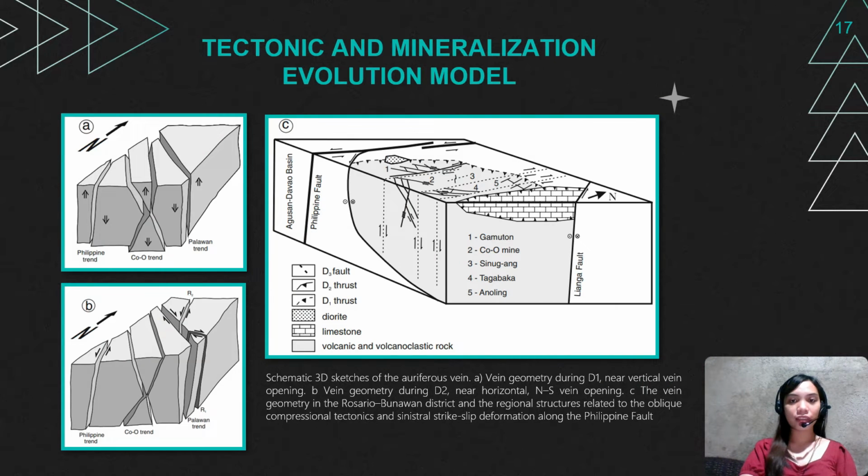An evolution model is used when determining the sequence of events or depositional history within an ore body. During D1, extensional shear veins form in the Ku'o, Palawan, and the Philippine Fault Trends. The Ku'o Trends conjugate veins open along a near vertical north to north-northeast plunging opening vector. On a district scale, it's probable that the auriferous veins in the Gomuton and Tagabaka prospect, as well as the Ku'o mine, were shifted right laterally by north to south trending D3 faults.